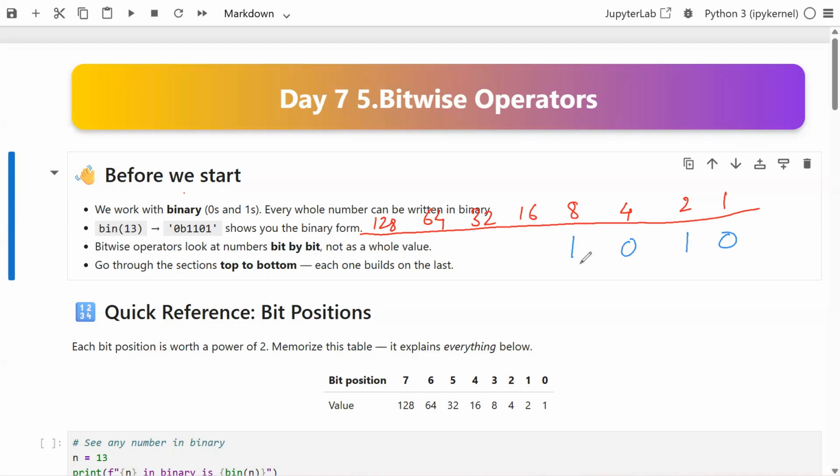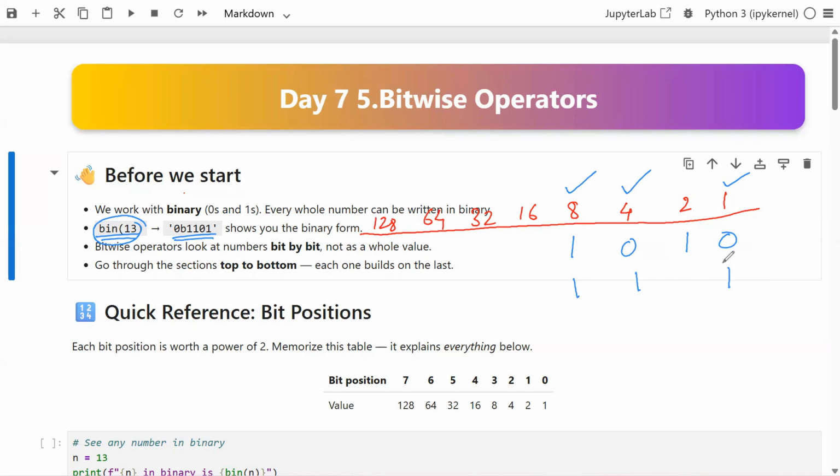Now I want to calculate the binary number of 13. In Python, you can directly write bin 13, and you will get the binary number 1101. So how to get the binary of 13? Which numbers can generate 13 after addition? 8 plus 4, 12, plus 1, 13. So 1, 1, 1, and the rest of the numbers are 0. This is the binary number of 13.